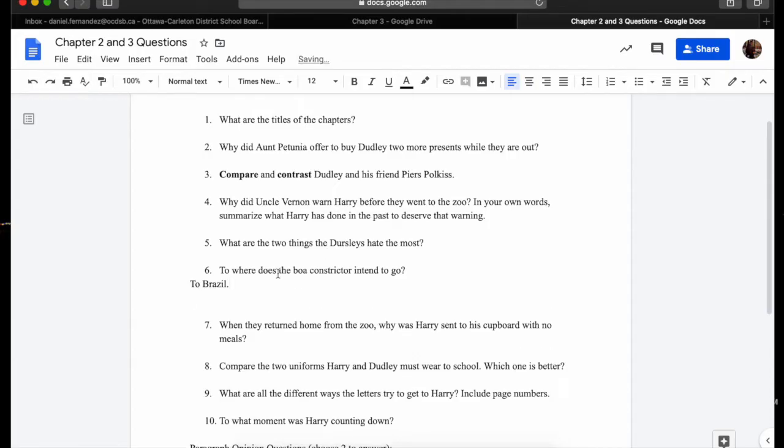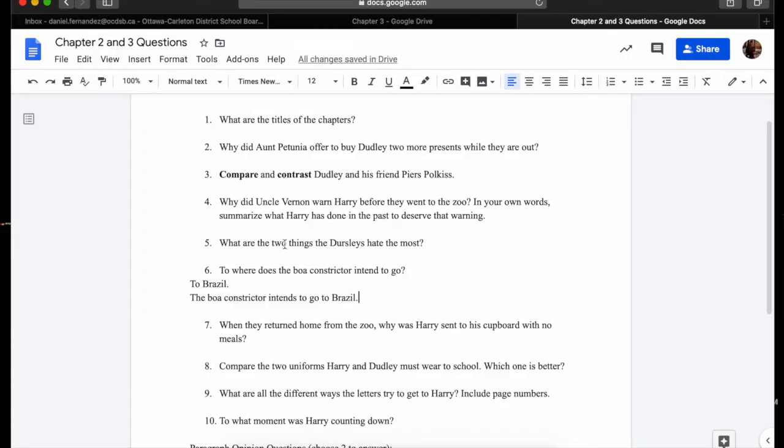So let's see. You take part of, so the boa constrictor intend. Now remember, you have to change your verb tense. So, to where does the boa constrictor intend to go? The boa constrictor intends to go to Brazil.